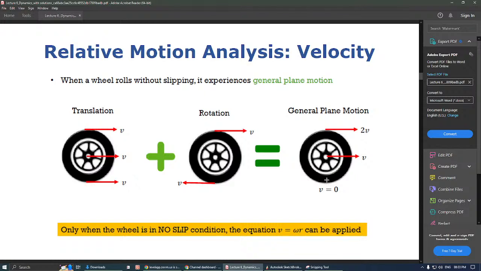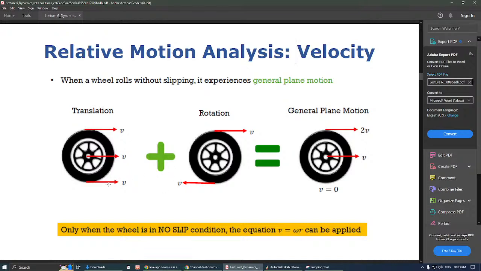The contact point is the instantaneous center, and its velocity is zero because it is in contact with the ground.